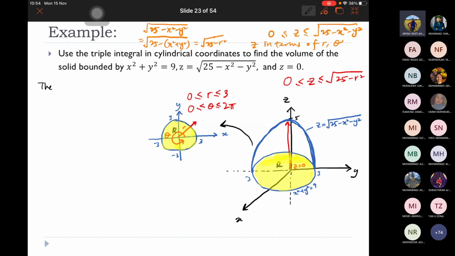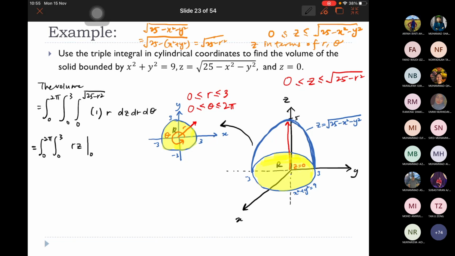So, the volume akan sama dengan integrate kosong sampai 2 pi, kosong sampai 3, kosong sampai sqrt(25 tolak r squared). Dia tak ada bagi function, 1 darabkan dengan r dz dr d theta. R tu kita kena letak, okay? Sebab it is from the theory. Memang dia punya formula to be like that. So 0 sampai 2 pi, 0 sampai 3, r z, kosong sampai sqrt(25 tolak r squared) dr d theta. Kosong sampai 2 pi, kosong sampai 3, r didarabkan dengan sqrt(25 tolak r kuasa 2) dr d theta.